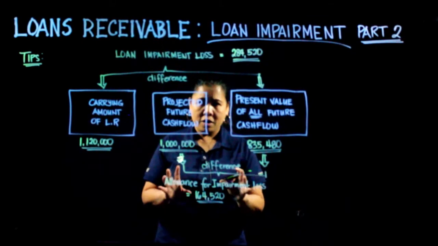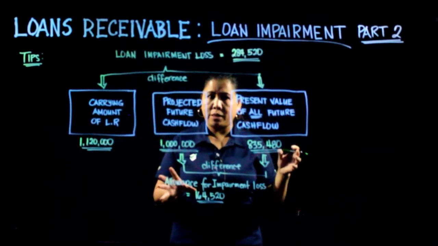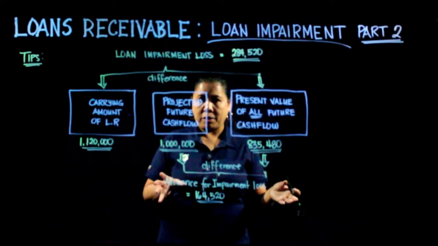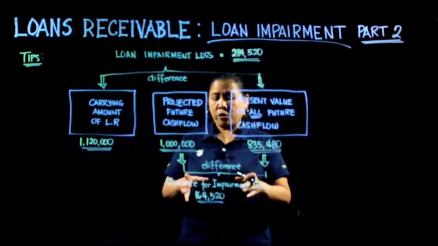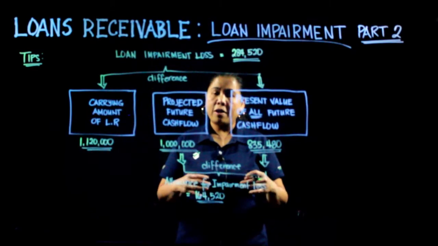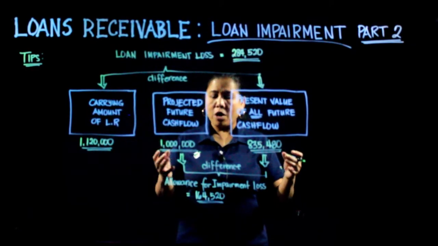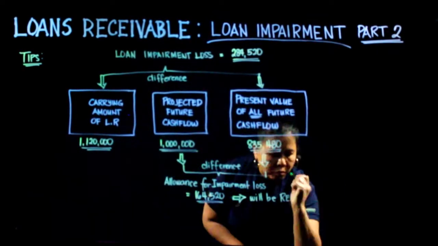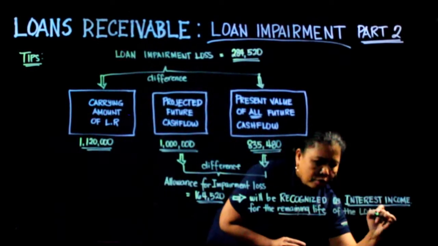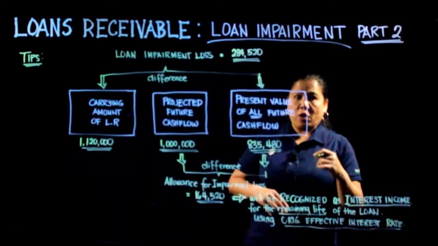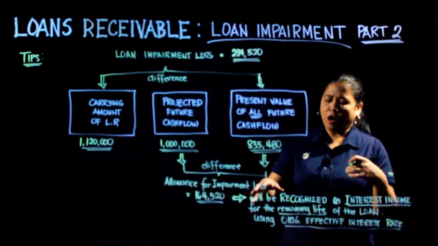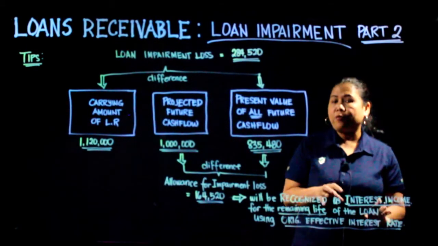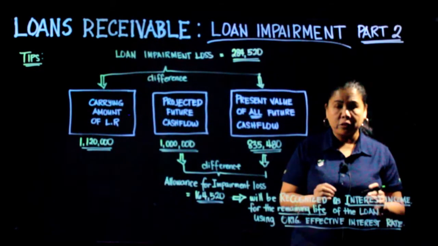Alright? Remember, this account is a contra account of your loans receivable using allowance method. Contra account ito kapag present mo na ito sa financial statement mo. So, anong gagawin natin dito sa 164,520? Ito po ay i-recognize natin as interest income for the remaining life of the loan using original effective interest rate. Alright, so ang gagawin natin sa allowance for impairment loss, this will be recognized as interest income for the remaining life of the loan, okay, using original effective interest rate.